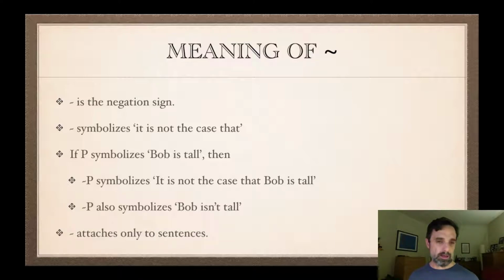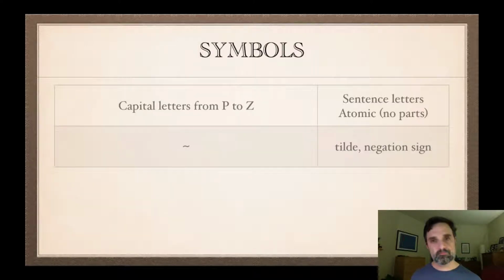Note that the negation sign attaches only to sentences, it doesn't attach to other things. For now, that's not a big deal, we only have sentences, but as we'll see later, there are places where we might want to stick it on other pieces of vocabulary, and in our language, you can't. Okay, so we've got our sentence letters, which are capital letters P through Z, and we have the tilde, our negation sign.